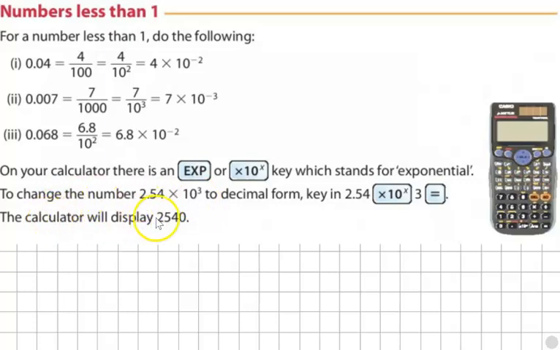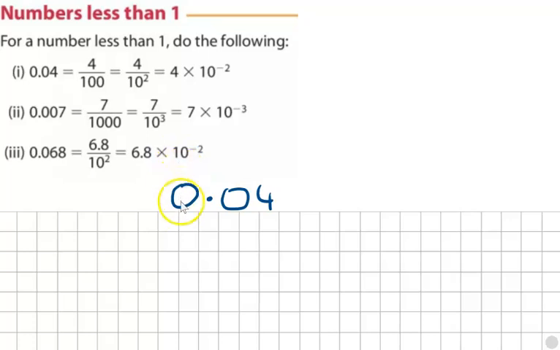The calculator will display 2,540. So we have 0.04 and the decimal is already there, so we don't need to put in the decimal. And we're going to move it 2 places to the right so that it goes after the first significant figure. So our new number will be 4.0, you could say, or just 4. And it's going to be times 10 to the power of minus 2, because we moved it to the right this time, so it's -2, and we moved it 2 places, so that's where the 2 comes from.